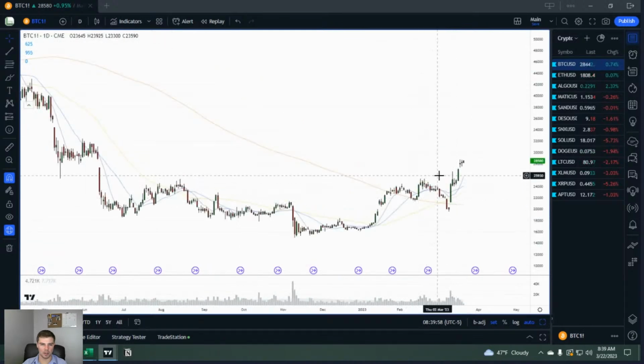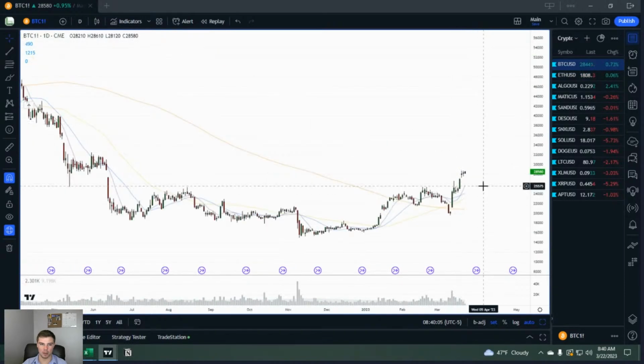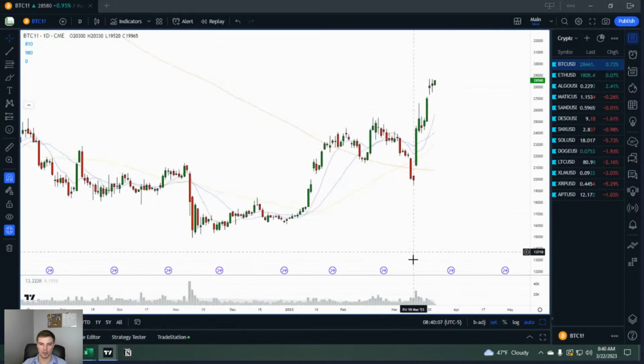I mean, it is strong. It is breaking out of this area. But I think we get a pullback on Bitcoin, at least to the $25,000 mark. There's definitely a volume divergence right here. Price is going up, volume's kind of going down.